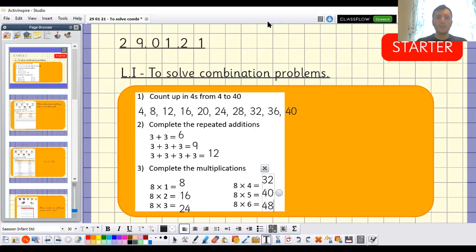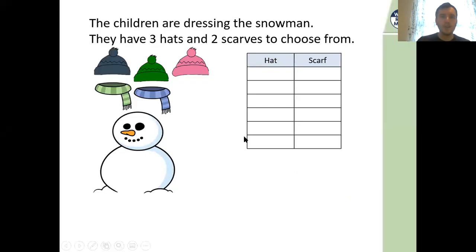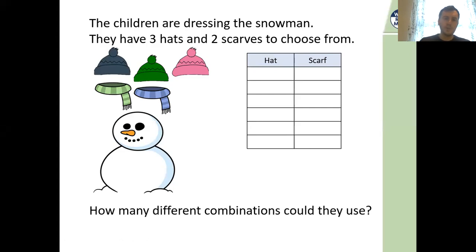We're going to move on to solving some of those combination problems. To do that, I'm going to share a different screen, so bear with me just one moment. There we go. You should now be able to see a PowerPoint with a snowman on it. And it says at the top here, the children are dressing the snowman. They have 3 hats and 2 scarves to choose from. How many different combinations can they use?